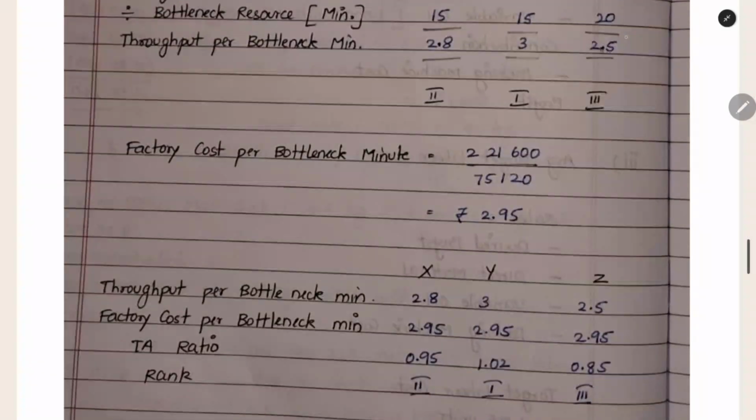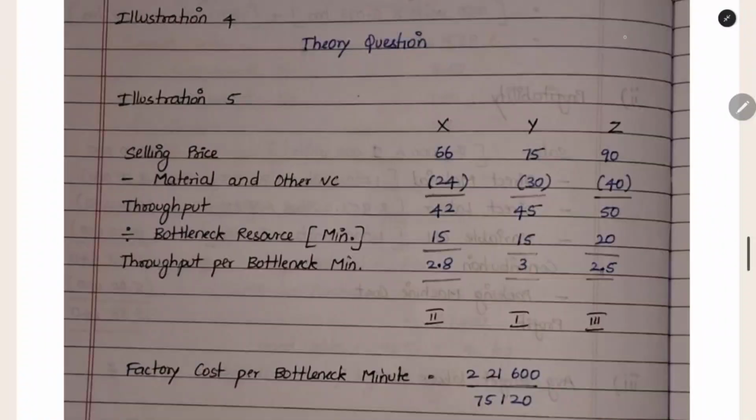Now, for getting the throughput per bottleneck minute, we have to calculate the contribution, which is somewhat similar to contribution as we saw in the concept. Selling price less material cost and other variable cost. You will get the throughput. Factory cost is in the nature of fixed cost, so we should not reduce it. So this is the throughput per unit for each of the products X, Y, and Z.